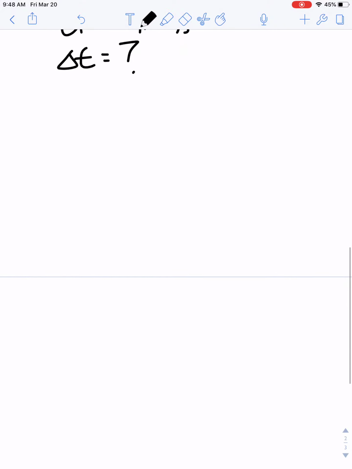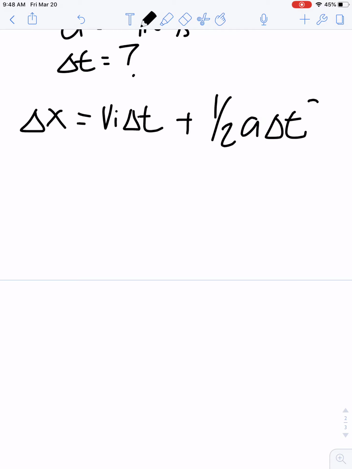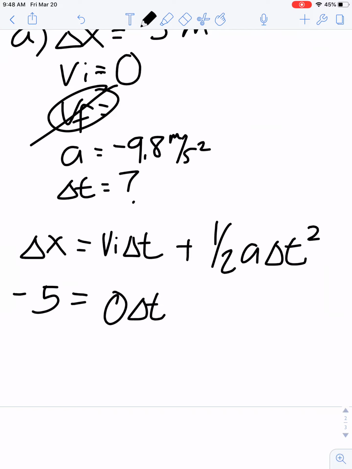We're going to write equation 3, which is delta x equals vi delta t plus 1/2 acceleration times delta t squared. Cool. And then we're going to plug in our numbers here. -5 equals vi, which is 0, times delta t. What's 0 times delta t again? I can't remember. Oh yeah, it's 0. Don't make that silly mistake. Of course it's 0. Everything times 0 is 0. And look at that, now I have my delta t and I can solve.